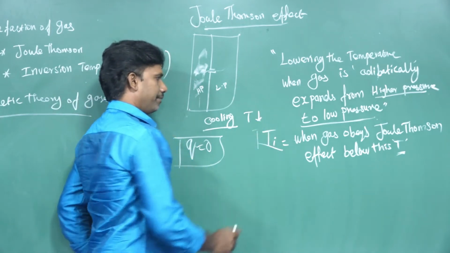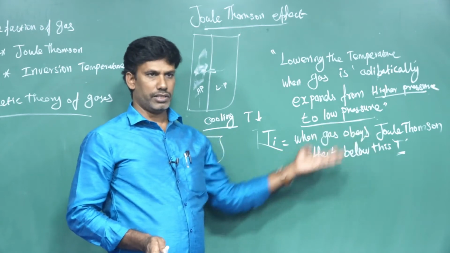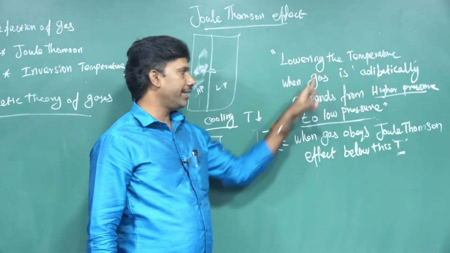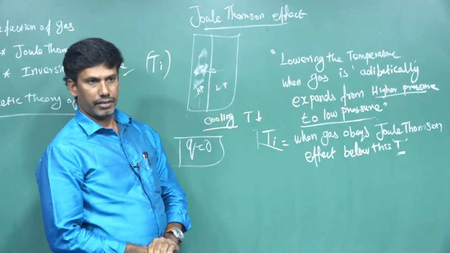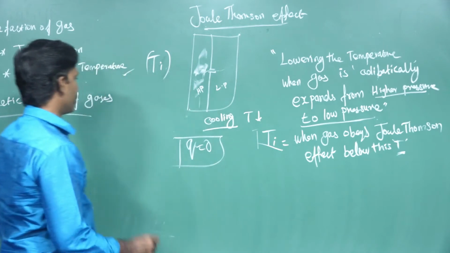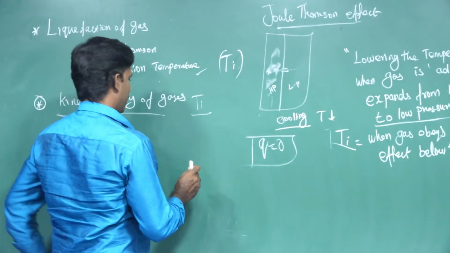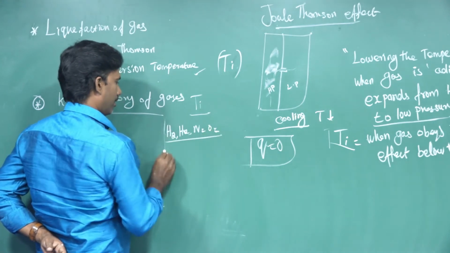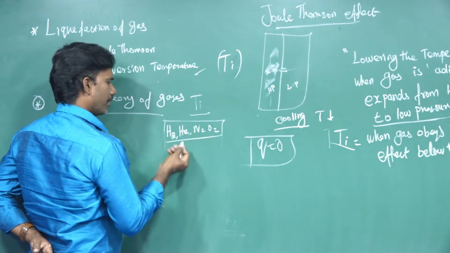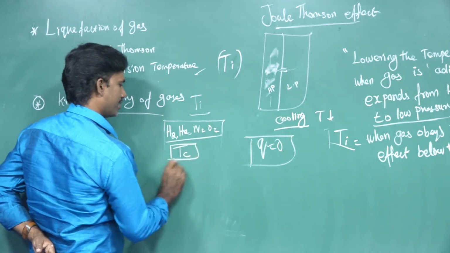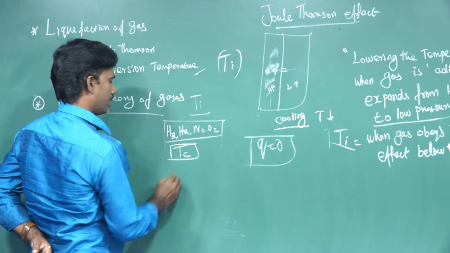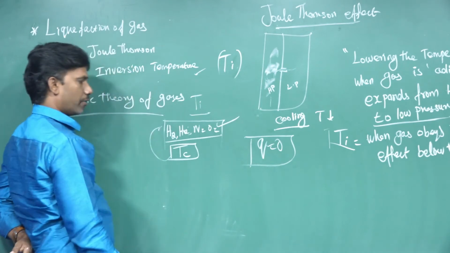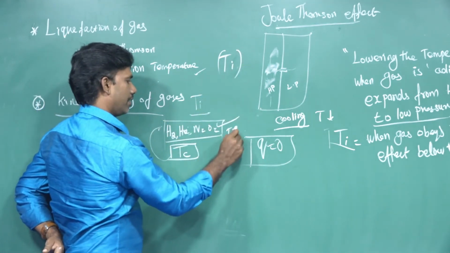Inversion temperature is nothing but the temperature below which a gas obeys the Joule-Thomson effect. Then what is the Joule-Thomson effect? Again, we can repeat: lowering the temperature when a gas adiabatically expands from a higher pressure region to a lower pressure. For Ti, why is it used? Ti is used for the natural gases like hydrogen, helium, nitrogen, oxygen. These all have a very low value of TC, the critical temperature is very low for them. In all those cases, we can apply the Joule-Thomson effect for cooling the gases. These gases undergo cooling by the Joule-Thomson effect. For this, Ti is used.